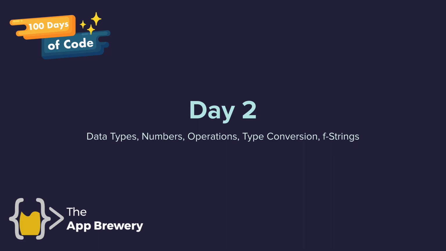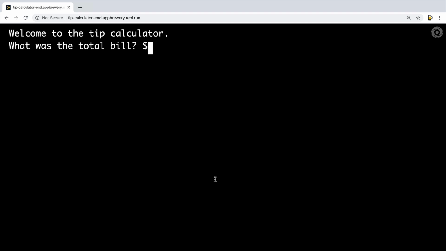In today's lessons, you're going to be learning about data types, numbers, operations, type conversion, F strings, and a whole lot more. And by the end of today, you will have learned enough to build a tip calculator. So it looks a bit like this.